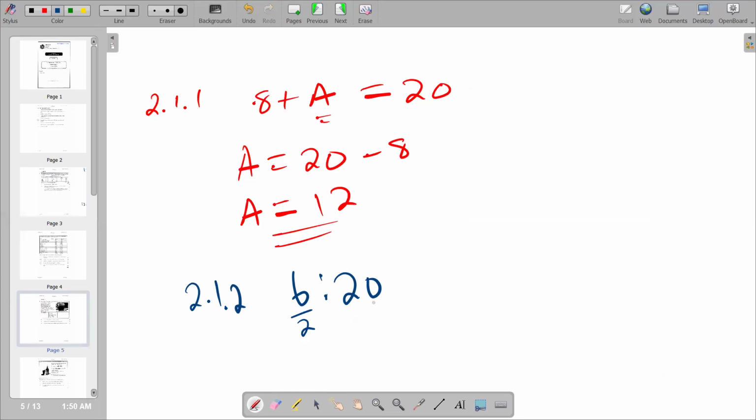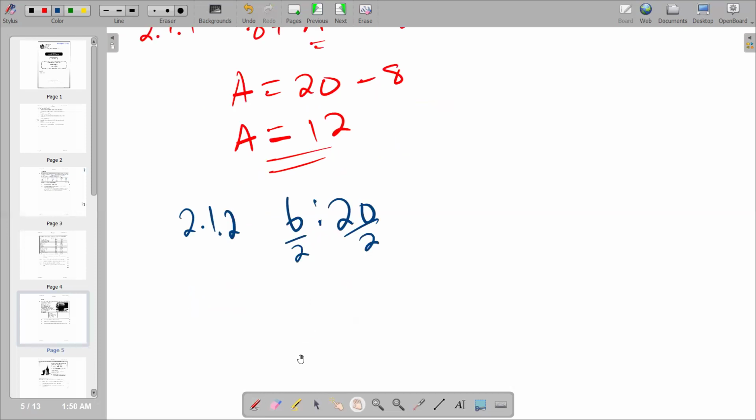So if we divide by 2 here, and divide by 2 again here, you're going to get 3 to 10. So this becomes the simplified form, because we do not have any number that divides into both 3 and 10. So this becomes the simplified form.